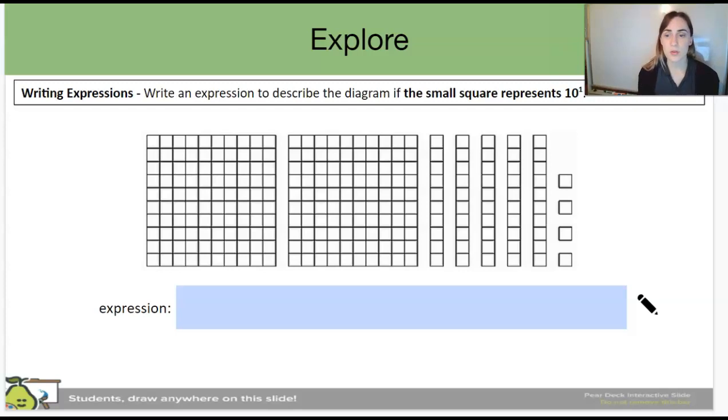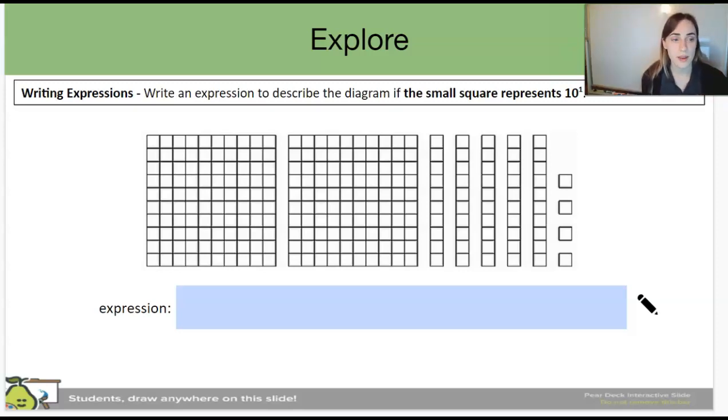And on slide D, we're going to start to write expressions. So here we need to write an expression to describe this diagram if the small square represents 10 to the first power. So when we write an expression, we are expressing in math language the relationships that we see. So my expression might not look exactly like another student in my class's expression, but that doesn't mean that I'm right and they're wrong. There can be multiple correct expressions to show the same information.